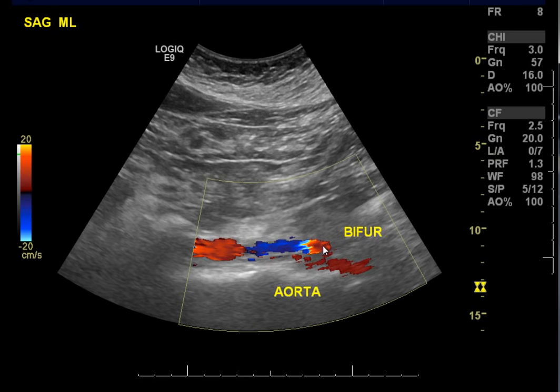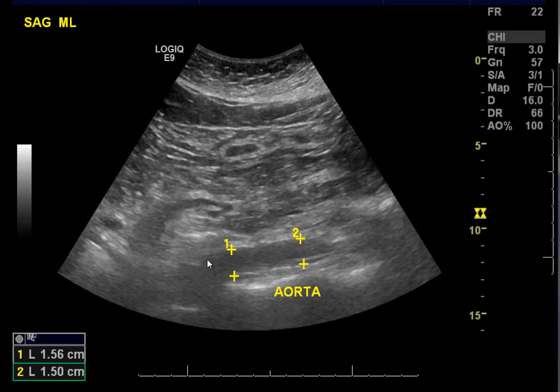And then these would be the areas of the bifurcation into the common iliac. So just remember, I showed you the cava on the other case. This is the abdominal aorta in a limited fashion.